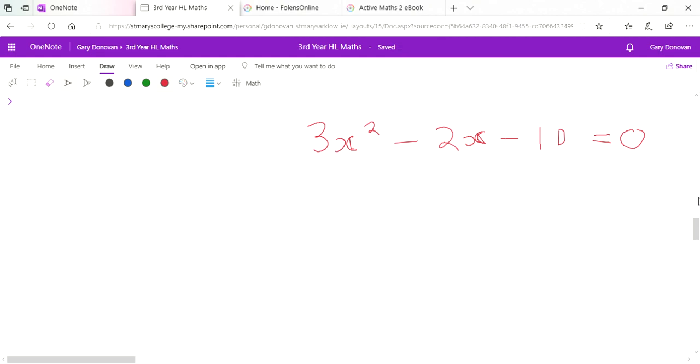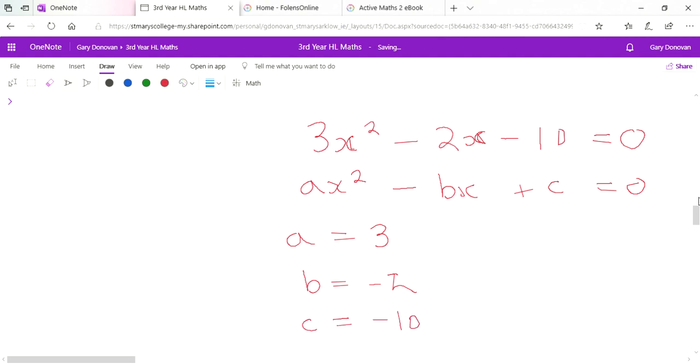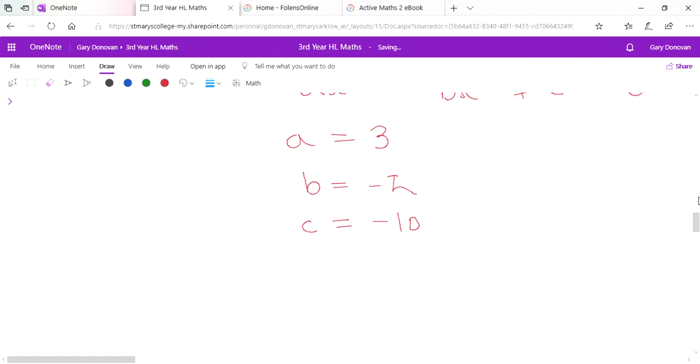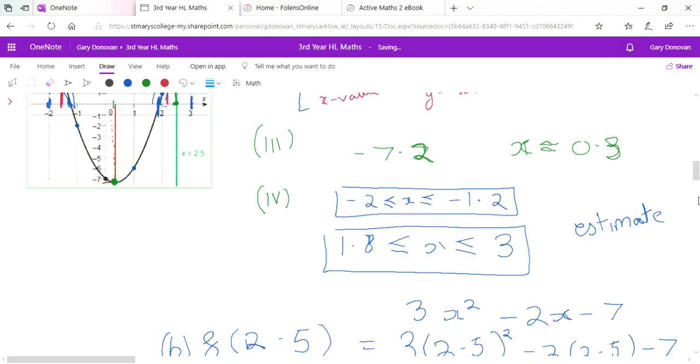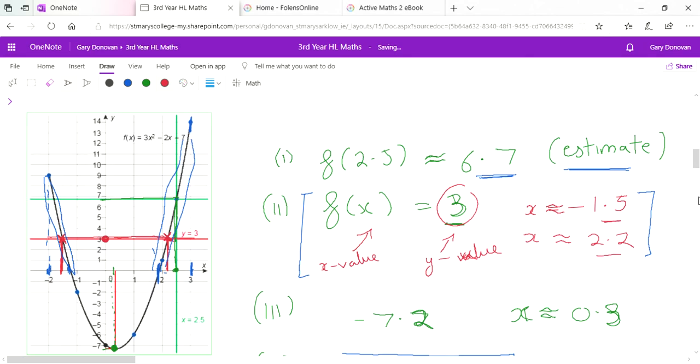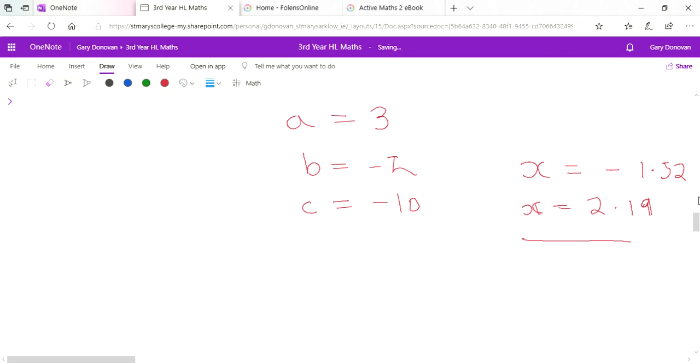But if we want to solve this, it's in the form ax squared plus bx plus c equals 0. So our a is 3, b is minus 2, and c is minus 10. So what we need to do is use the minus b formula, and you'll get two answers, as you always do with the minus b formula. You'll get x equals minus 1.52, and you'll get x equals 2.19. And if you look at the values we estimated earlier, we got minus 1.5 and 2.2, so very, very close. Our estimates were close.